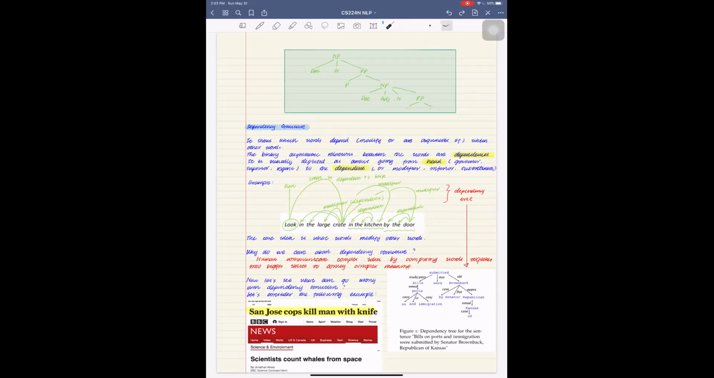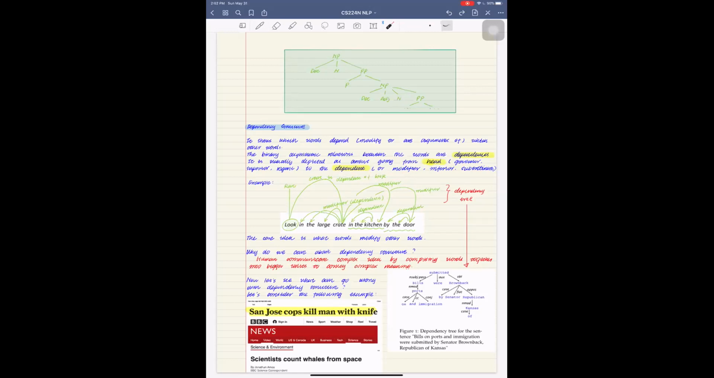Okay, so the binary asymmetric relation between the words, or dependencies, is usually depicted as arrows going from the head, which we usually just call the parent, its governor or superior or regent, to the dependent or the modifier, what we call the modifier or inferior or subordinate. Okay, so what does that mean? It sounds really abstract. So let's just go through one example and think about what the dependency relationship or structure actually means.